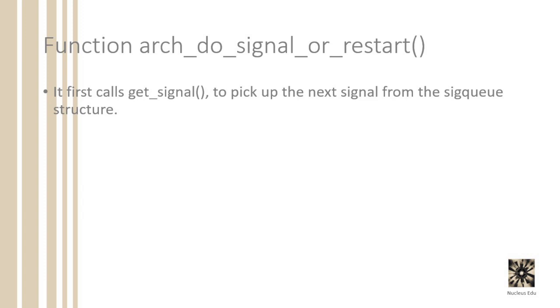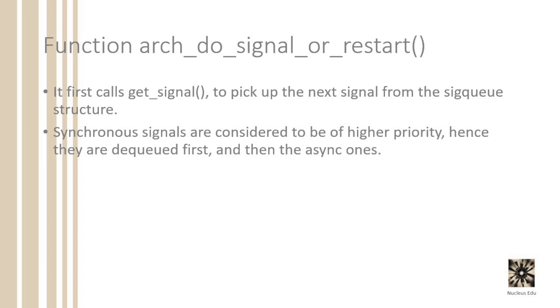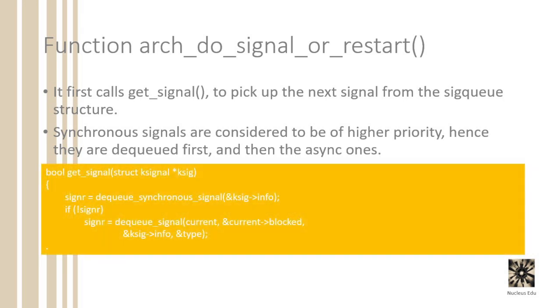So the function get_signal then goes into a loop and checks whether there is a synchronous signal or not first, through the function called dequeue_synchronous_signal, and it regards synchronous signals as more important since they're generated by instructions ending in error, like divide by zero or a trap. If there are no synchronous signals, then the function dequeue_signal is called, which checks for other signals, basically asynchronous ones. So when a signal is found, its respective handler is taken from the task structure's sighand member, and then it is used later, as we will see.